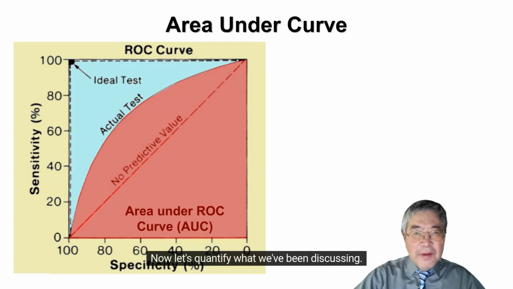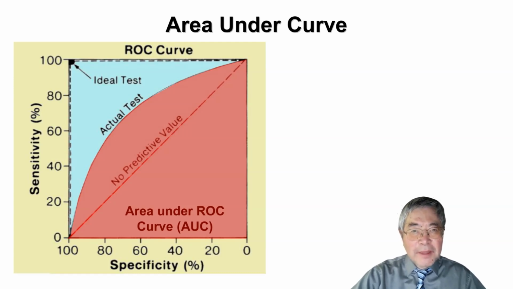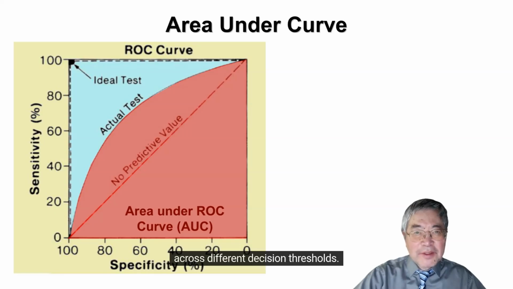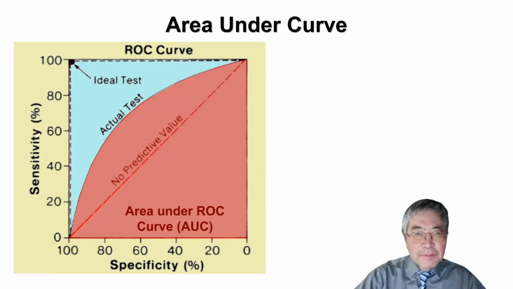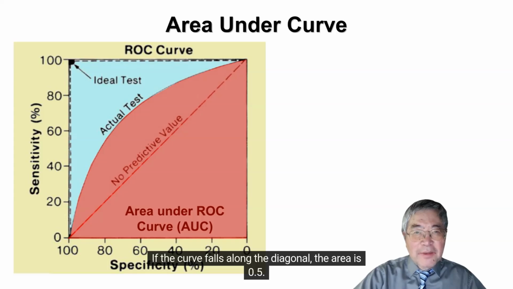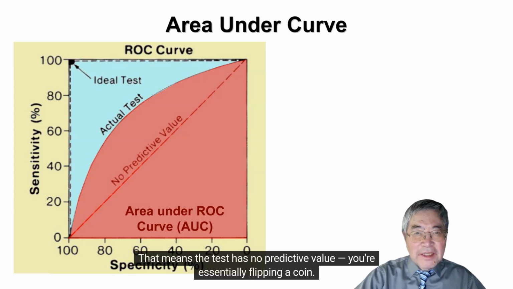Now let's quantify what we've been discussing. The receiver operating characteristic, or ROC curve, gives us a full picture of diagnostic performance across different decision thresholds. But how do we summarize the curve with a single number? That's where the area under the ROC curve, or AUC, comes in. If the curve falls along the diagonal, the area is 0.5. That means the test has no predictive value. You're essentially flipping a coin.